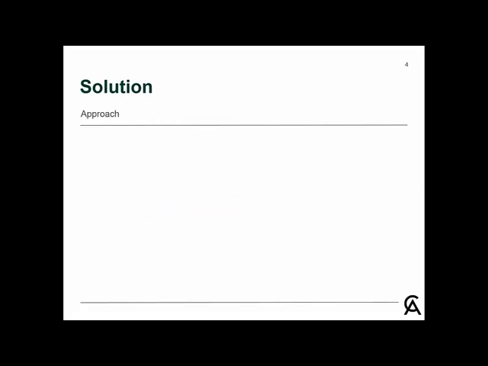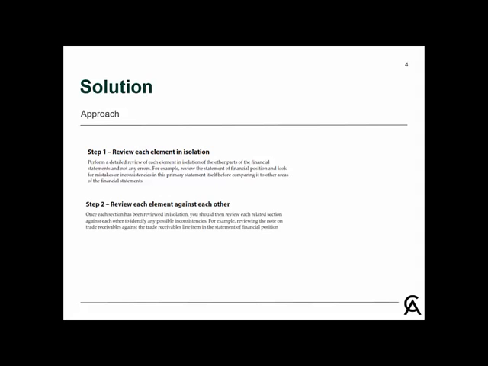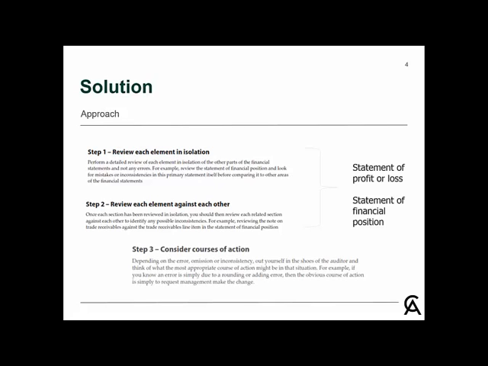As per the steps prescribed in the suggested solution, the best place to start is by looking for errors in isolation of anything else, and then looking at the information collectively. The best way of doing this is performing steps 1 and 2 for the P&L, and then repeating steps 1 and 2 for the balance sheet. Step 3, consider courses of action, can then be covered at the end of each element. We can therefore make a start by following steps 1 and 2 for the statement of profit or loss.